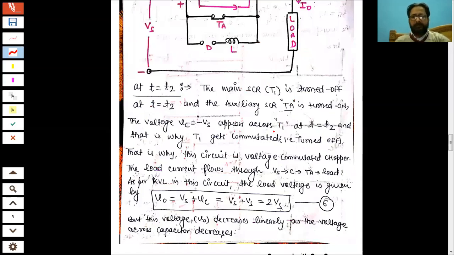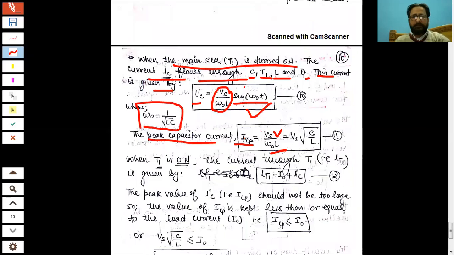So the peak current is given by Vs by omega naught L. So you can write the equation as i C, where small i is the instantaneous value of charging current, is equal to ICP sin omega naught T. So that means ICP is equal to Vs divided by omega naught L. From here you can replace omega naught with 1 upon under root LC, and rearranging this equation you get ICP is equal to Vs square root C by L.